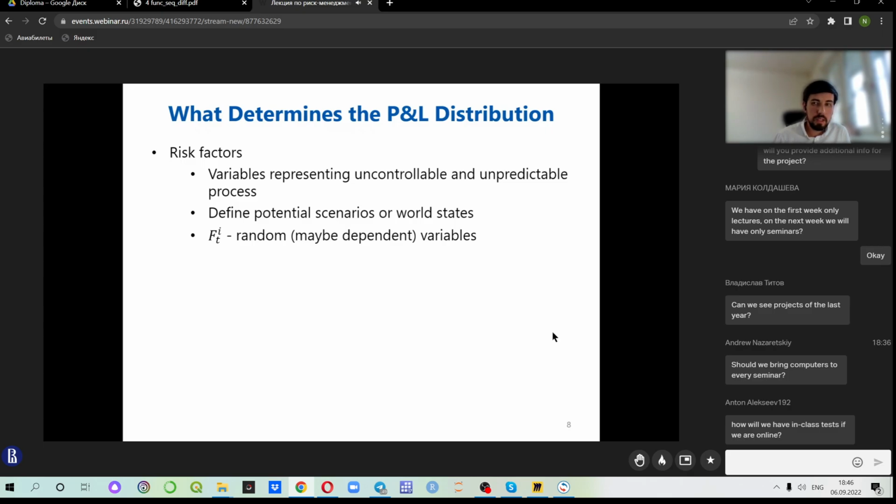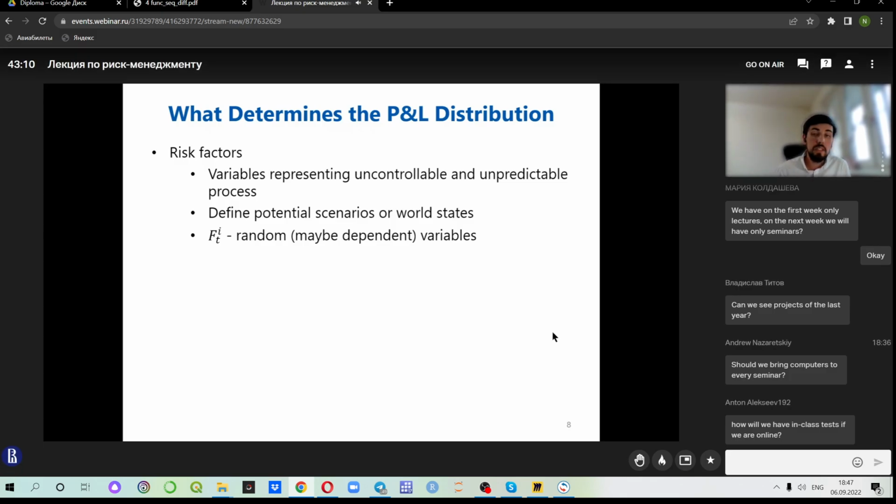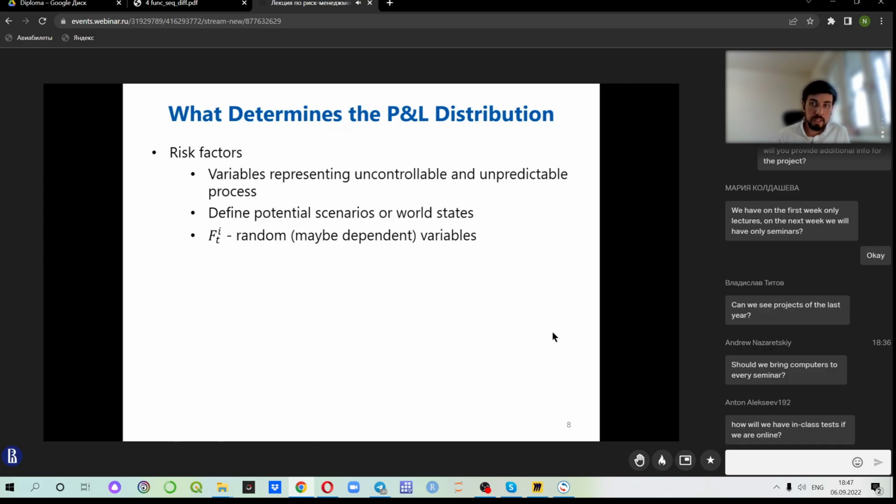But the process of the modeling is different. First of all, we need to understand what determines the P&L distribution, what drives the distribution of the result of our project, of our business, of our portfolio, everything that we try to analyze regarding the risk. The first step that we have to take in order to model this distribution is to identify risk factors, because that's what drives the risk of the project. That is a complex system, and this is the package of the risk factors. Risk factors are the variables that represent uncontrollable and unpredictable processes underpinning the entire business or project.